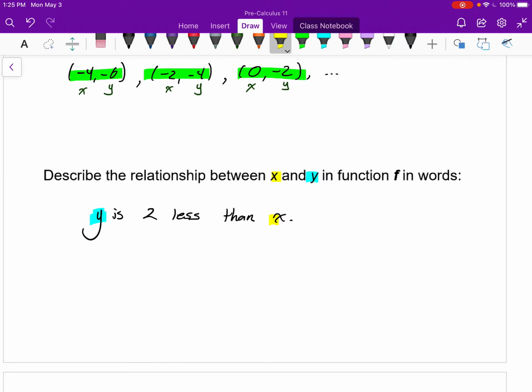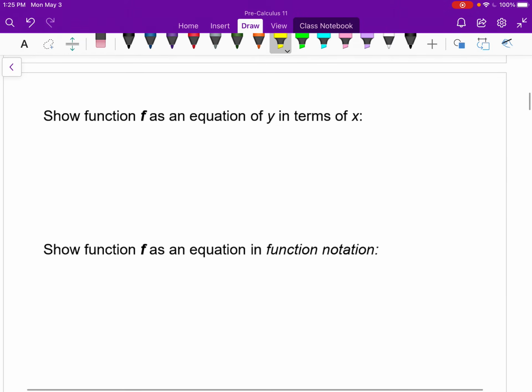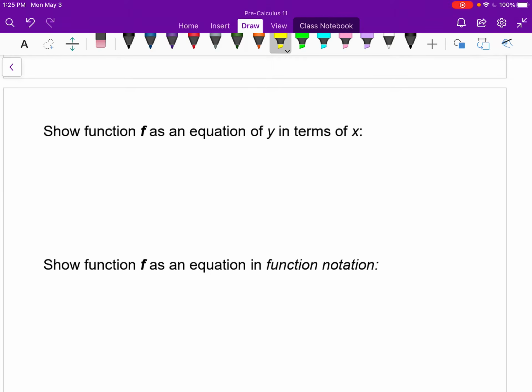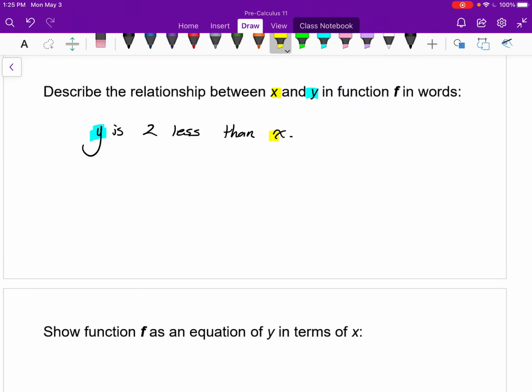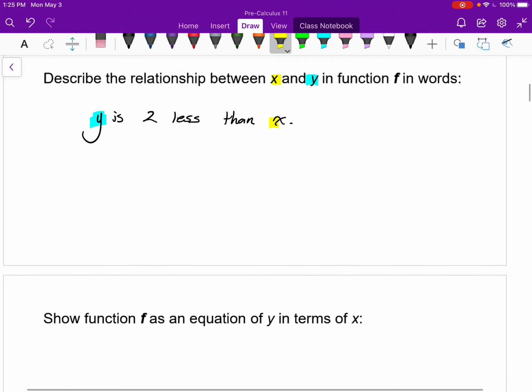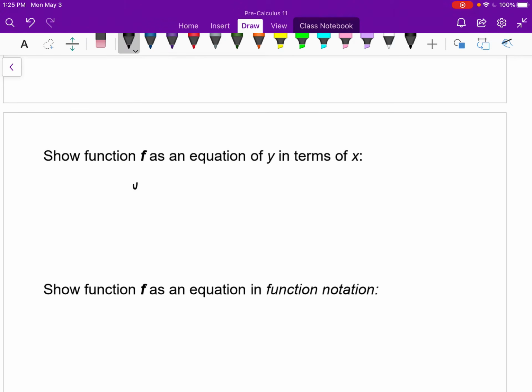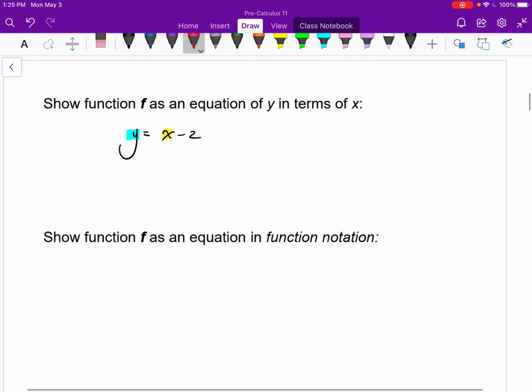Well, if I can describe it in words, I can probably describe it as an equation. Just show function f as an equation of y in terms of x, which really means what I have up here as a simple statement expressed as an equation. And so I can say y equals x minus 2. Or, if I want to use something called function notation, instead of y, I can say f of x equals x minus 2. These two equations mean the same thing. This is what we call function notation right here.